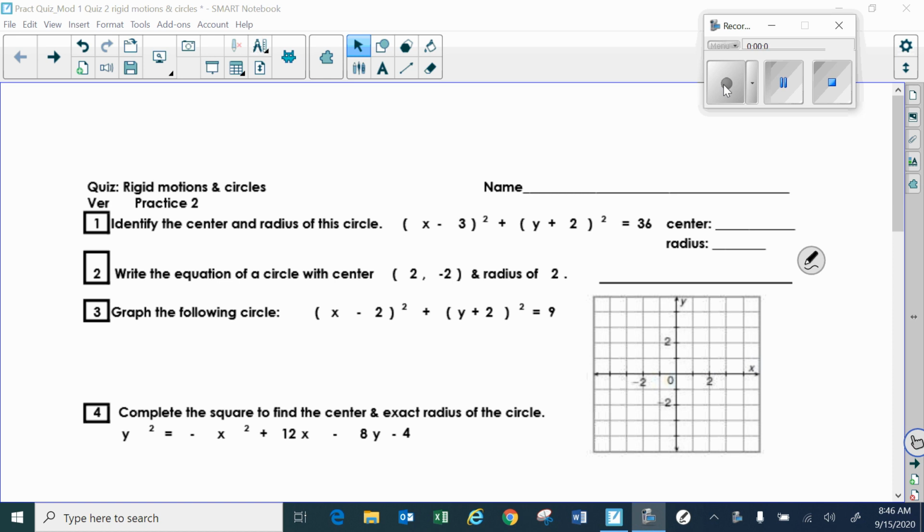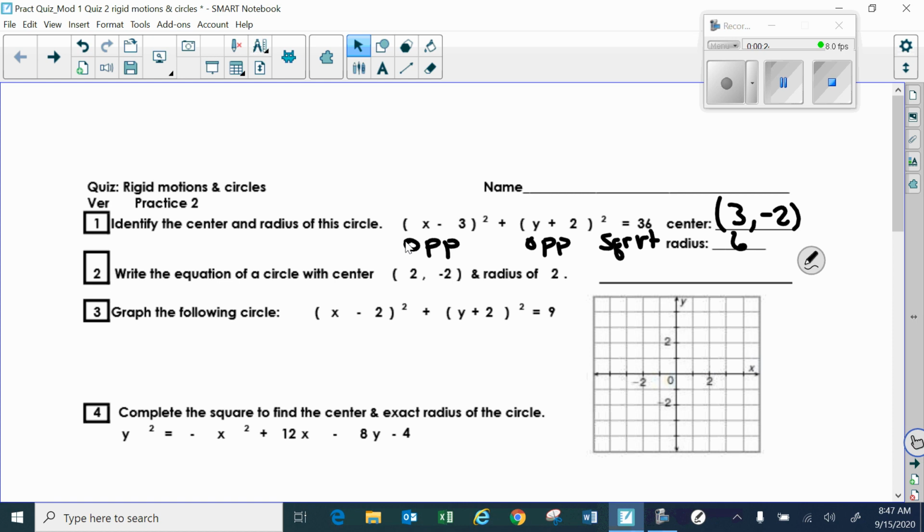Over the practice quiz. All right, number one, identify the center and radius. You should already know by now it's opposite, square root. Heard that over and over in class. So opposite of -3 is +3, opposite of 2 is -2. And my center, my radius is the square root of 36, which is 6.